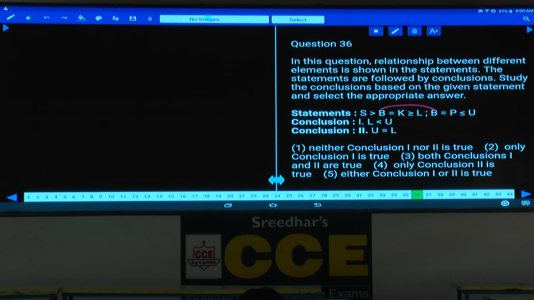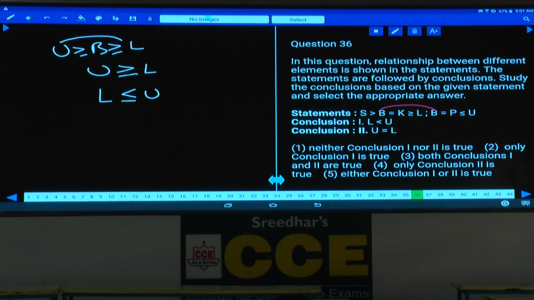Now B to L, what is the relation here? B greater than or equals to L. And B and U, what is the relation here? B lesser than or equals to U. As B lesser than or equals to U, U greater than or equals to B, and B greater than or equals to L. Now the relation between U and L, what is the relation here? U is greater than or equals to L. That means L is lesser than or equals to U. Either it can be lesser than or it can be equals to, hence either 1 or 2. That is given in choice 5. Hence question number 36, choice 5 is the answer, either 1 or 2.